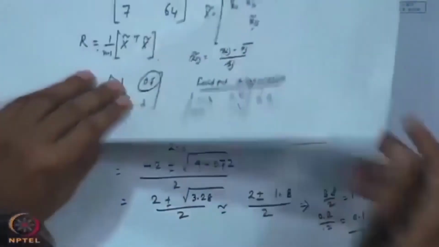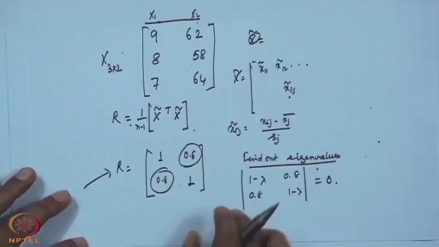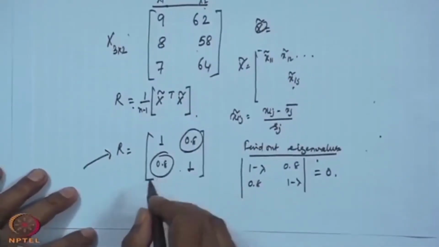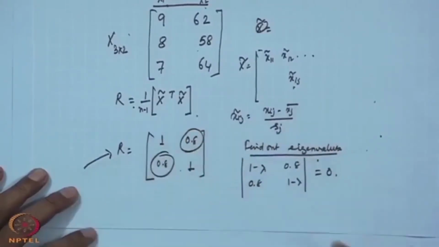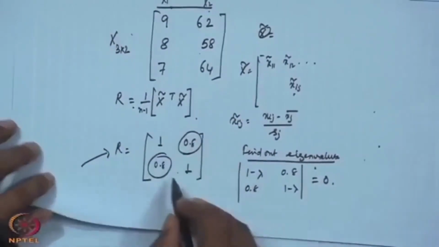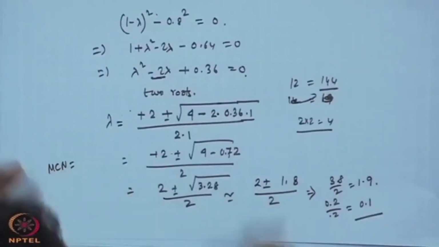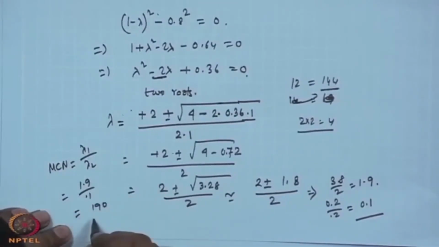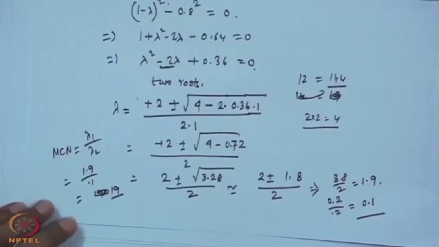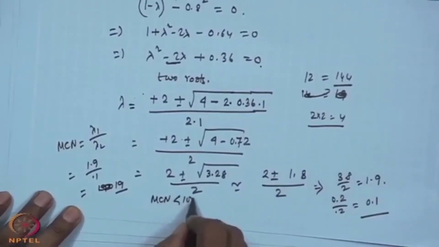So, essentially, multicollinearity can also be tested using the R matrix. The value of the correlation coefficient will tell you that yes, there is multicollinearity. Definitely in the two-variable case, when it is 0.8, it says there is almost multicollinearity. Now, our MCN, the multicollinearity number, is lambda 1 by lambda 2, so 1.9 by 0.1, which is 19. So, we have seen that a multicollinearity number less than 100 is not a serious issue.